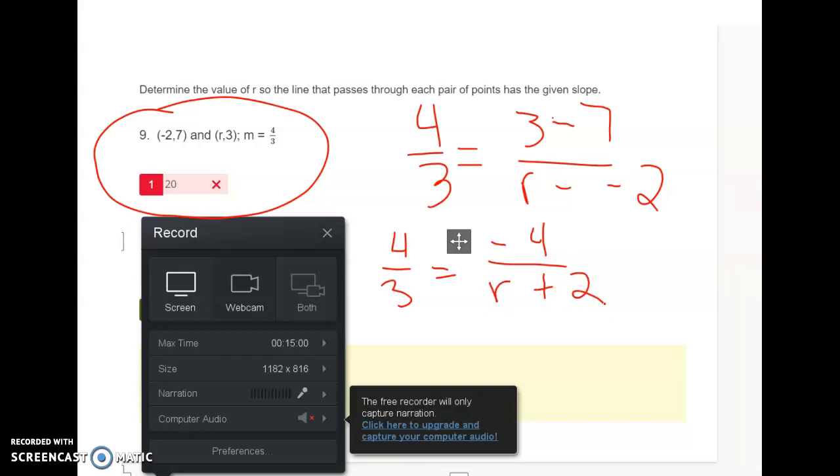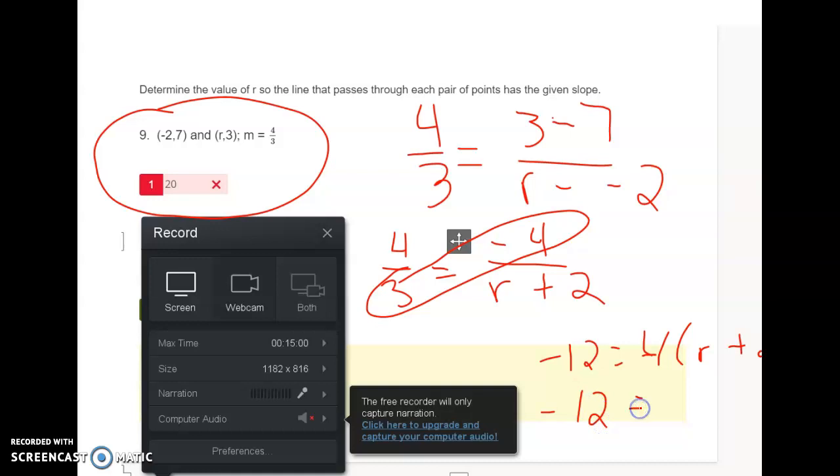When you actually do these, you can cross multiply, so it would be -12 equals 4 times r plus 2. -12 equals 4r plus 8. And then you subtract 8.